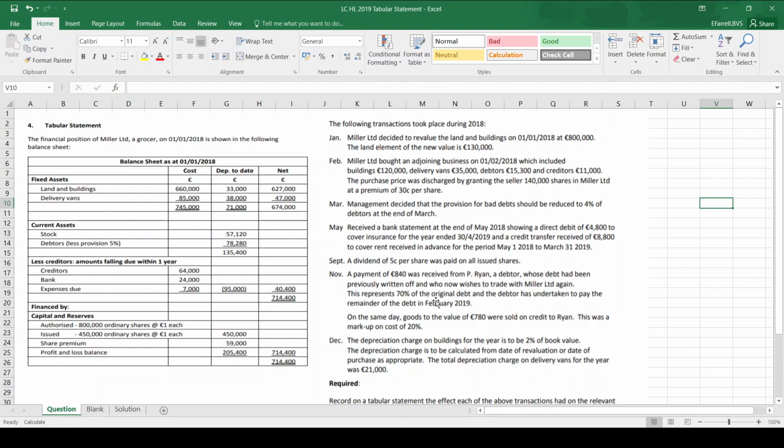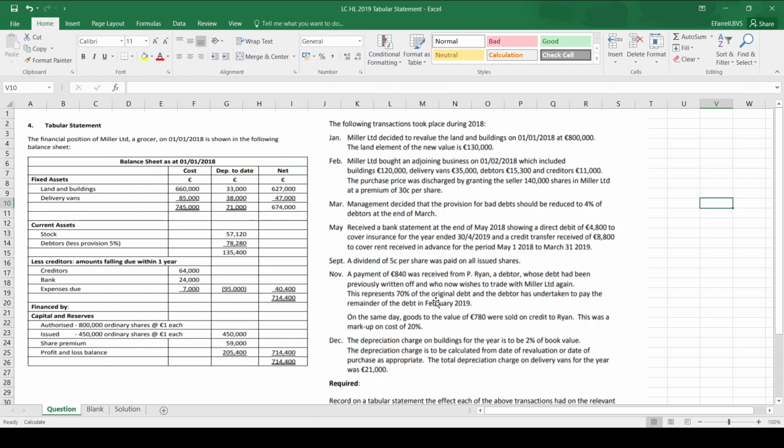The next month, November, a payment of 840 was received from a debtor who had previously been written off and now wishes to trade with us again. So this 840 represents 70% of the original debt, and he is going to pay the remainder of it next year. Because he's paying us on the same day, goods to the value of 780 were sold on credit to Ryan. This was a markup on cost of 20%.